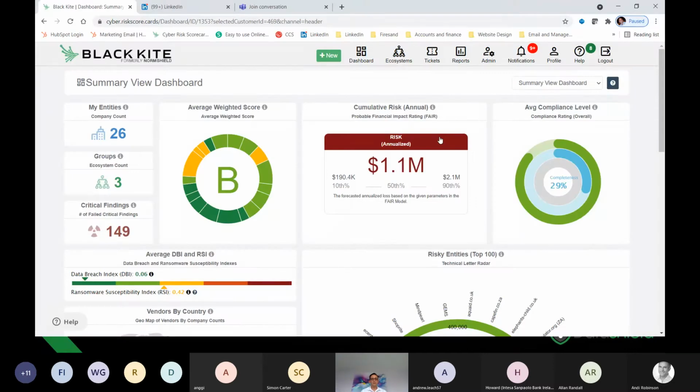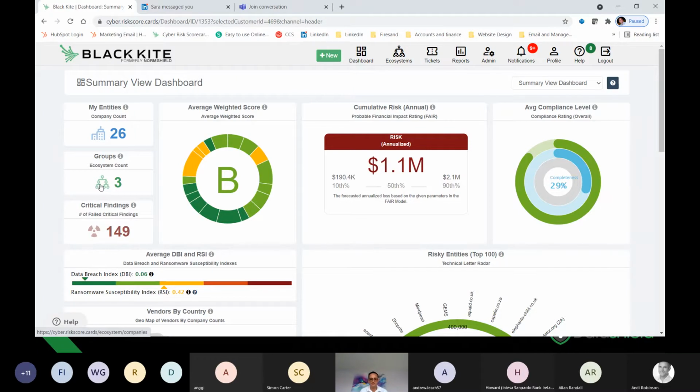So here we have the platform. This is the summary view. Let's imagine I'm a CISO within an organization. I'm in charge of managing the risk across all of my third-party suppliers, and I've imported 26 of my key suppliers into the platform. What I've also done is I've created 3 separate ecosystems.